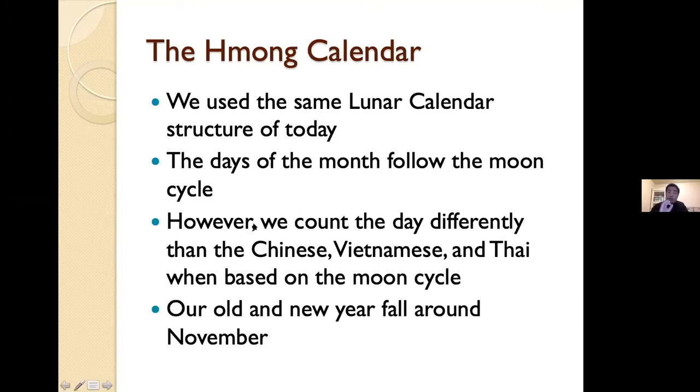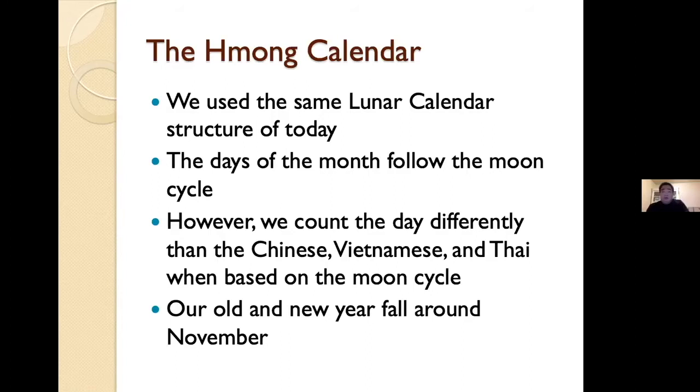Our calendar, we use the same moon cycle, the same lunar calendar. We have our own way of, however, we count the days. The days are different. The way we count our days, our months, the year, the days of the month, we count differently from the Chinese, okay? So our calendar, the old year, the new year, the new year is the first day of the new year cycle, okay?